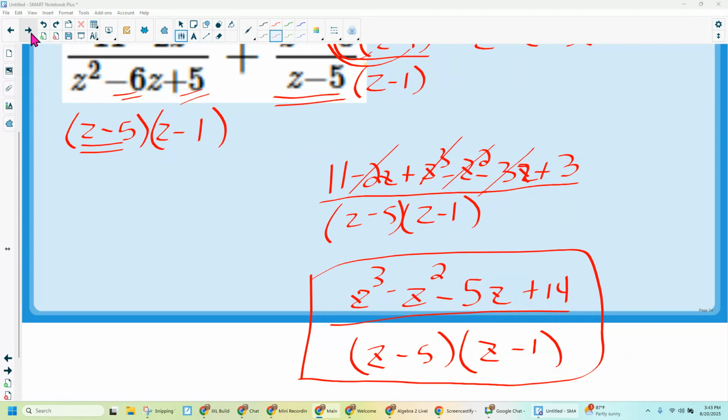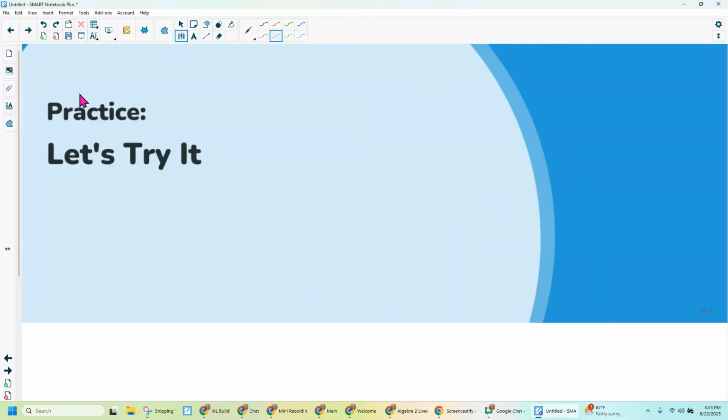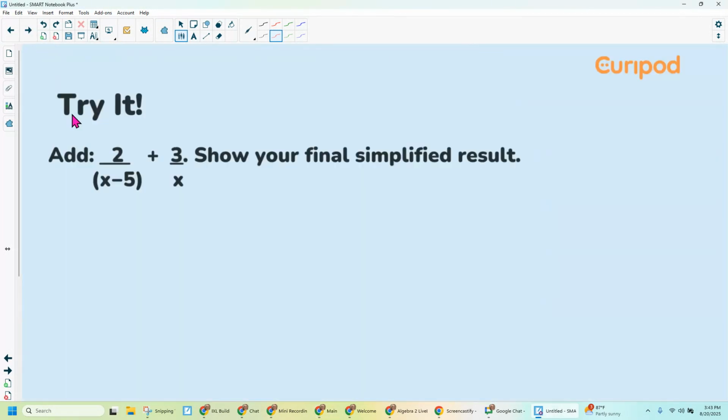All right, let's keep going. Let's try some practice here. I want you to pause this and try to add 2 divided by x minus 5 plus 3 over x. So pause it and try this problem.